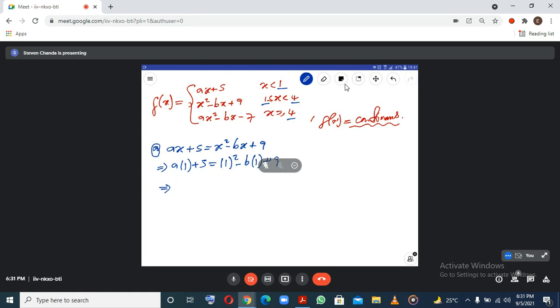So we have that. Then what we are going to do is bring the b, this negative b becomes positive b, isn't it? Then this side has got 1 plus 9 minus 5, right? So this is going to be a plus b is equal to 5. So that's our equation 1.